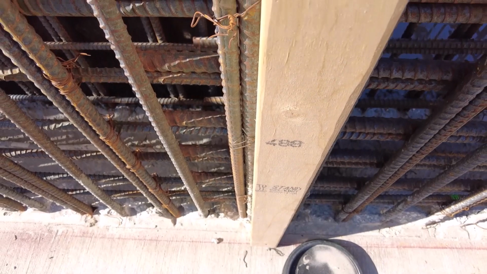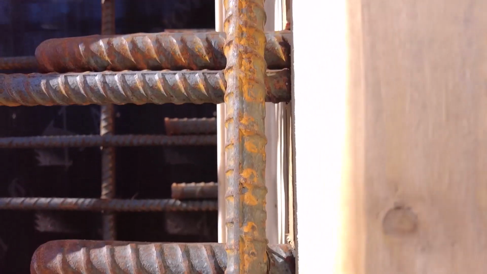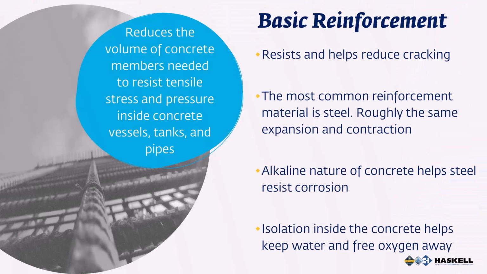One of the significant functions of reinforcement in concrete construction is to resist the tensile stresses caused by bending, shrinking, or temperature variations. Reinforcement in concrete is used to reduce the volume of concrete members needed to resist tensile stresses, resist internal pressure in concrete vessels, tanks, and pipes, and resist the opening of cracks.